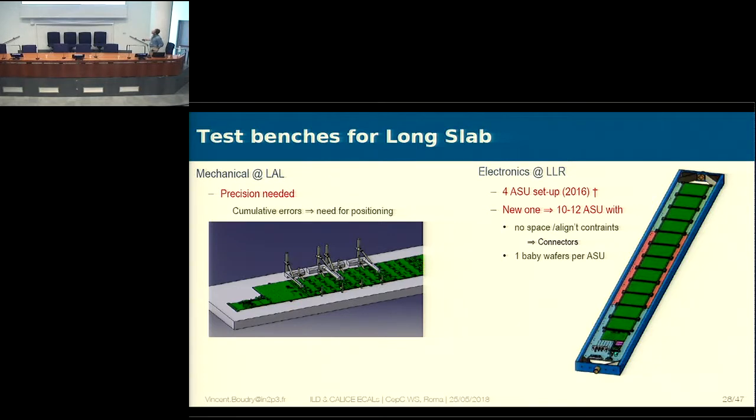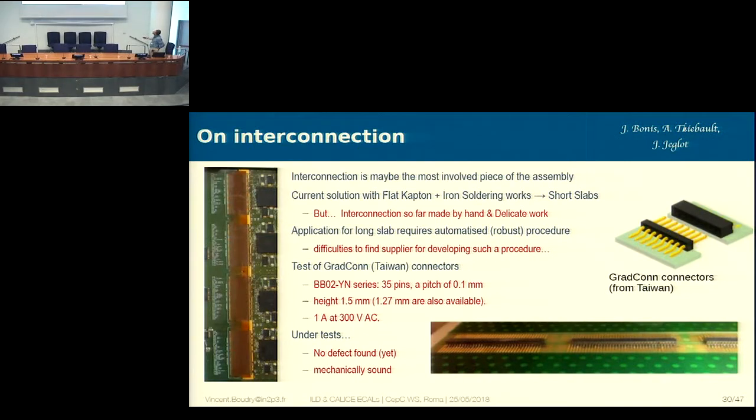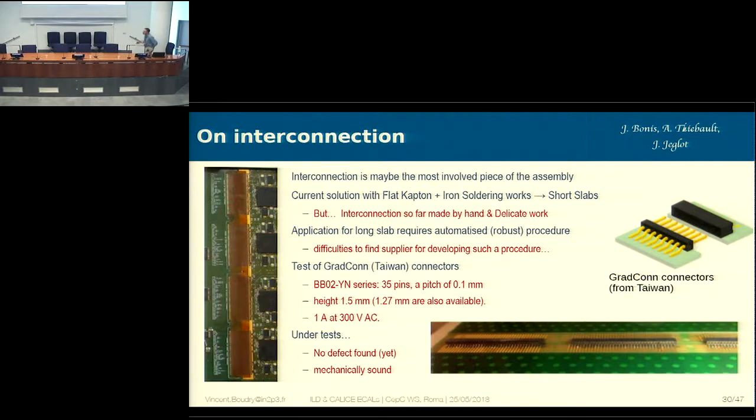So that's what we have started between LAL and LLR, and we have split the work in two. One is to make the mechanical setup on which you try to get all the mechanical precision needed, and in parallel do something where you release all those mechanical constraints, but concentrate on all the electrical effects you might expect. So those are two images of the assembly bench we have here in Orsay, and we will switch from those flat kaptons that we used and we realized were not exportable for industrial production to some connectors here fitting our needs.